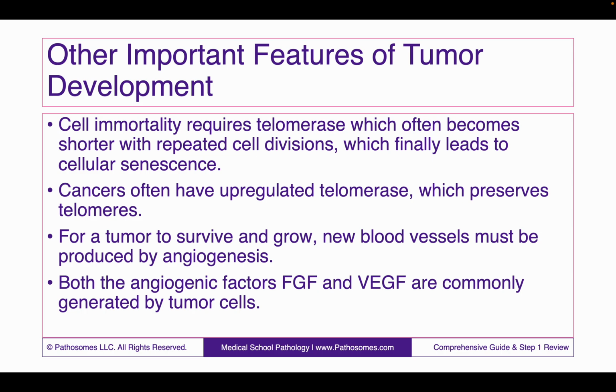So guess what tumors are going to do? They're going to increase things that lead to more vessel growth so that they can stay alive. That's why both the angiogenic factors, FGF and VEGF, are commonly generated by tumor cells.